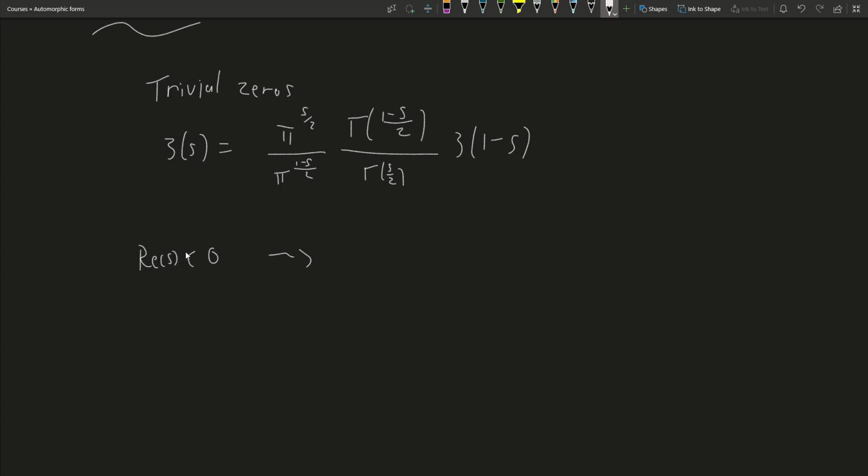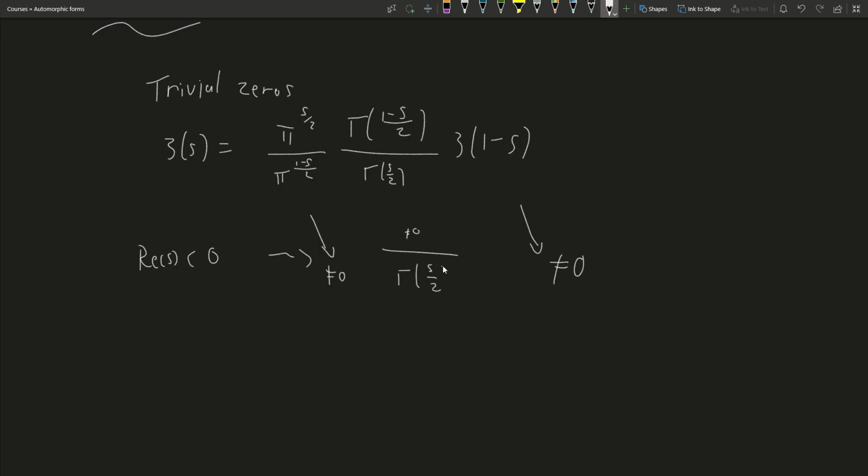Well, if the real part of s is less than 0, then this piece is non-zero, right? It's some series, and you can show that it doesn't vanish. This part is non-zero because it's non-zero. When the real part of s is less than 0, then 1 minus s is going to be at least 1, so this gamma function in the numerator doesn't vanish. And then in the denominator, you can have some poles, right?